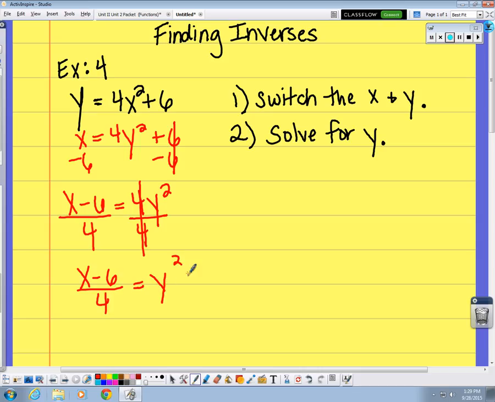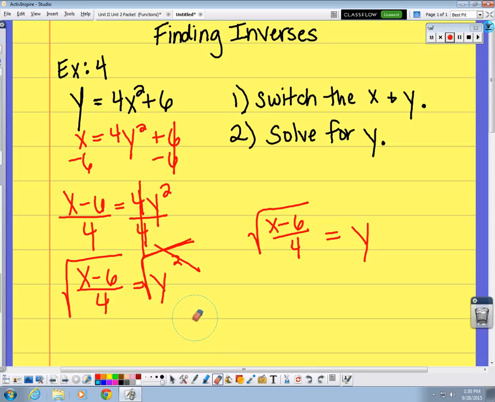Have we solved for y? It's squared. Right. To get rid of the squared, you square root. But since we square rooted this side, you have to square root that side. So we're left with the square root of x minus 6 over 4 equals y. The reason y is by itself is because the square root canceled out the squared. Okay?